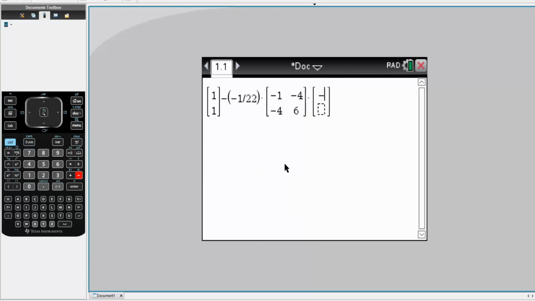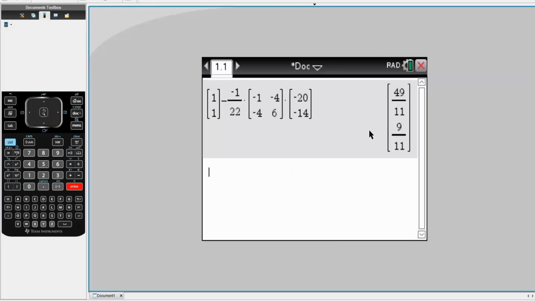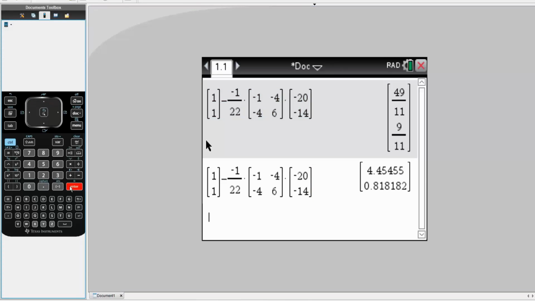Then we had negative 20 and negative 14. Hit enter. This is the exact value, but we can also do an approximation. So control enter, and this is the approximation. But since we want to do 2 cycles, I will be more accurate for this first cycle and keep the fraction. So in this first cycle, x1 is 49 over 11 and x2 is 9 over 11.